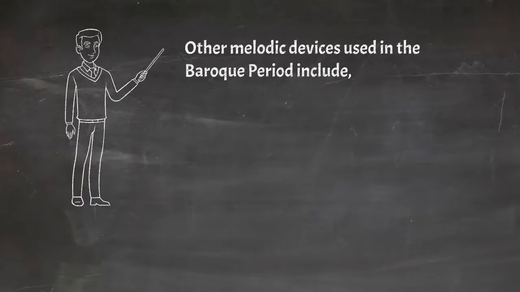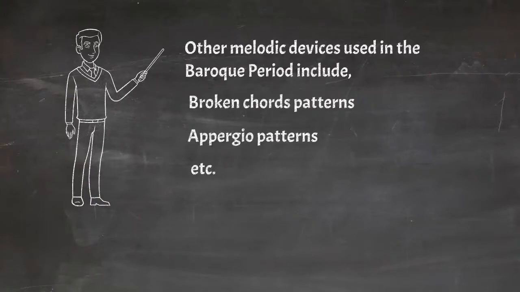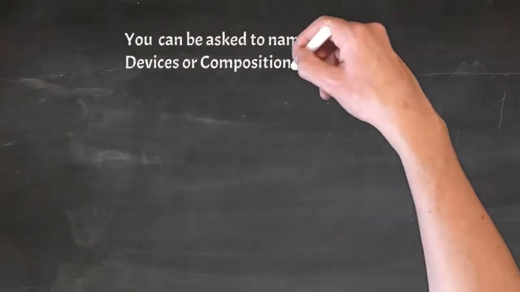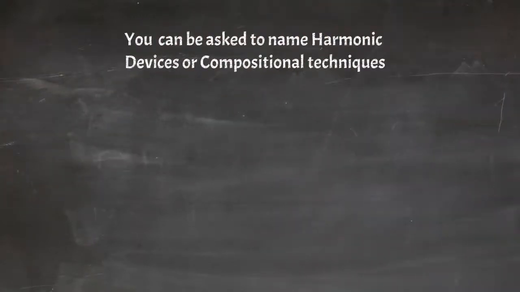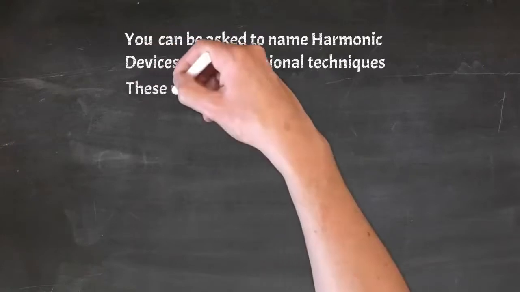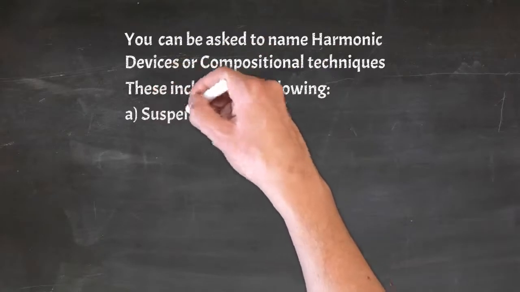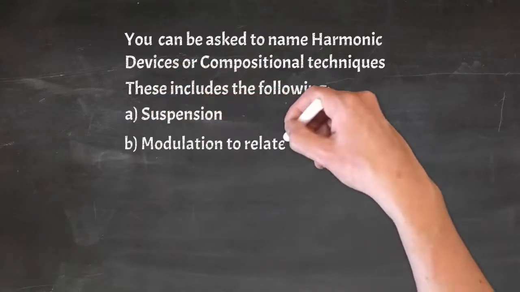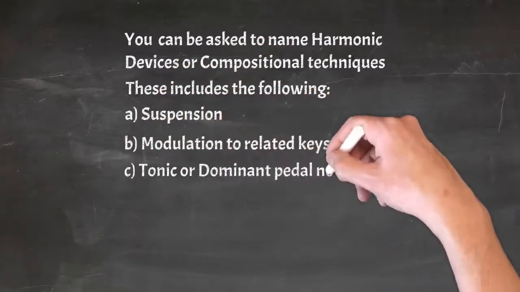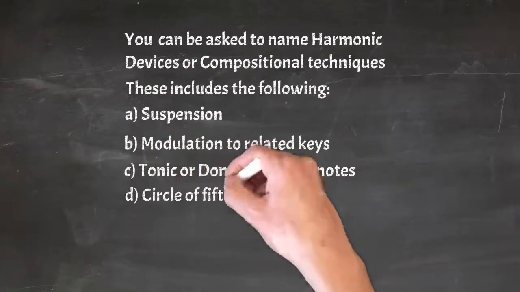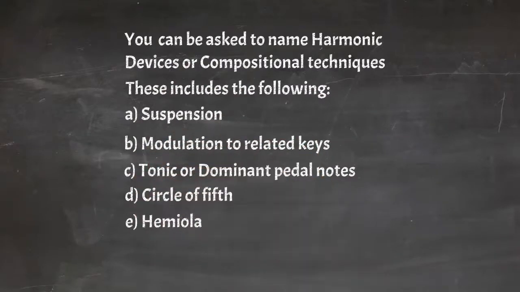Now, other melodic devices that can be used in the Baroque period include broken chord passages, arpeggio patterns, and so on. You can also be asked to name harmonic devices, or sometimes they just call them compositional techniques. Now, some of the harmonic devices normally used in the Baroque period include the use of suspensions, modulation to related keys, dominant or tonic pedals, circle of fifths, hemiolas, and so on.